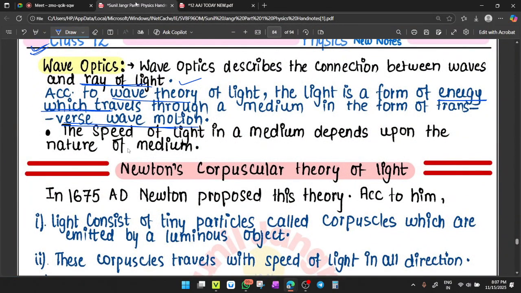But in the medium, the speed of the light changes. The speed of the light in a medium depends on the nature of the medium.